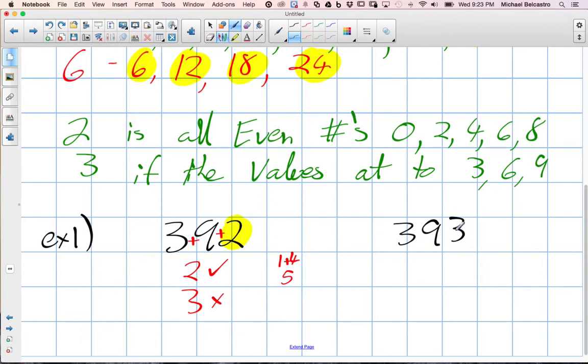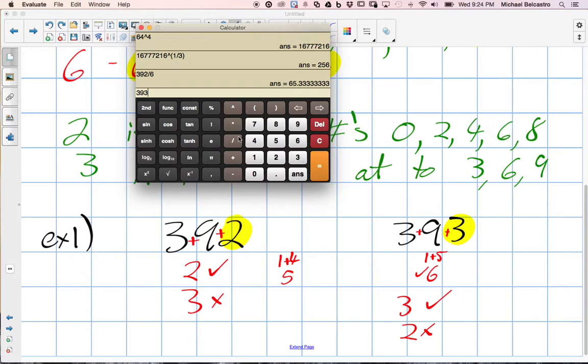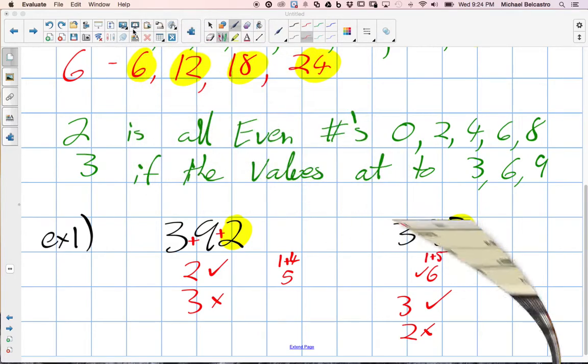393. You'll notice 3, if we add these all together, 3 and 3 is 6, plus 9 is 15. So we get the number 15, and 1 plus 5 is 6. 3 goes into 6, so this rule works for 3. But the last digit 2 doesn't go into, it's not an even number, so it doesn't work for 2. So let's try the next one. 393 divided by 6. It didn't work out, we got a remainder and a decimal again. So let's try one more value.